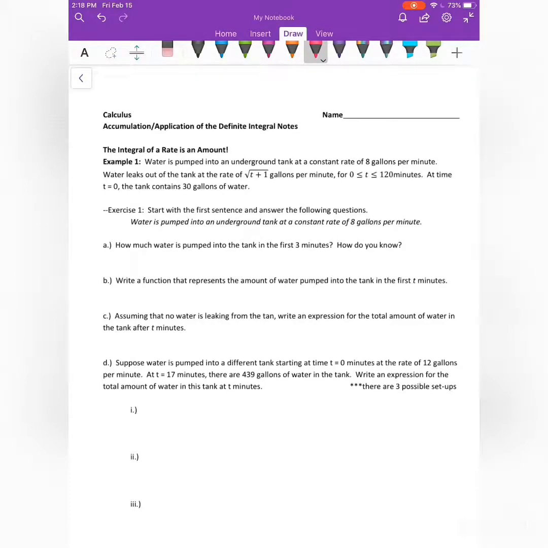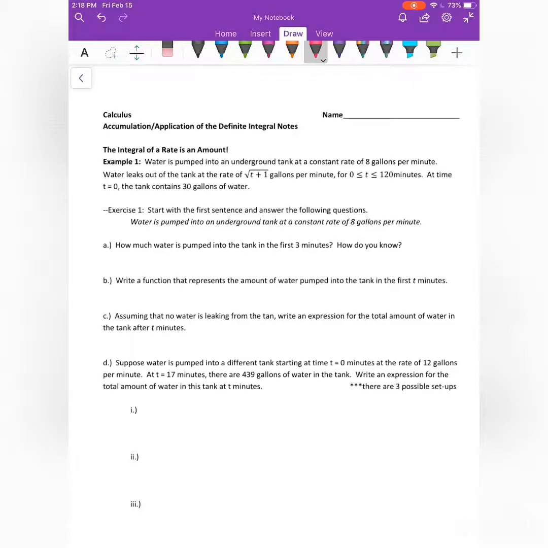So here's the example. Water is pumped into an underground tank at a constant rate of 8 gallons per minute, but also at the same time, water is leaking out of the tank at a rate of root T plus 1 gallons per minute, and that's between 0 and 120 minutes. Then it tells you at time 0, the tank contains 30 gallons of water. So that's like when it started, it already had 30 gallons in it. So again, we're going to break this down into a bunch of different parts.